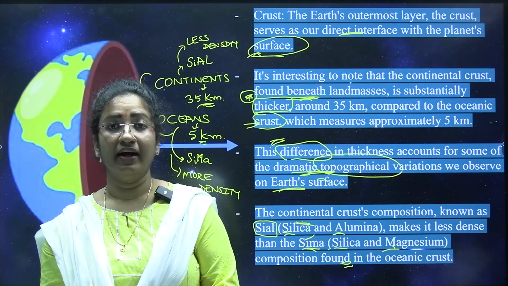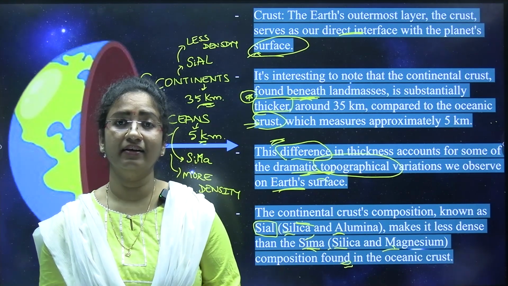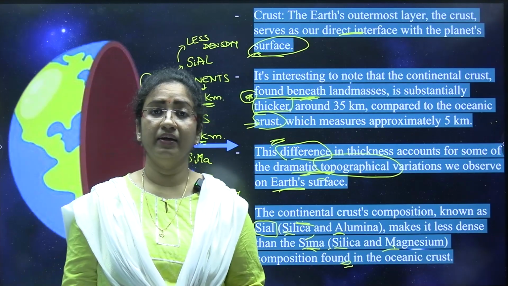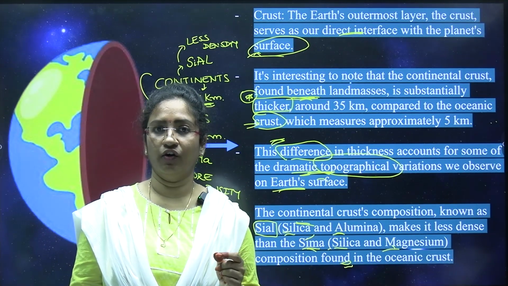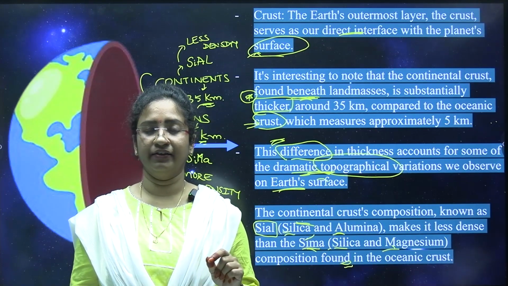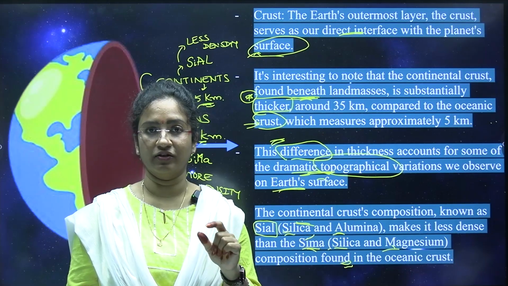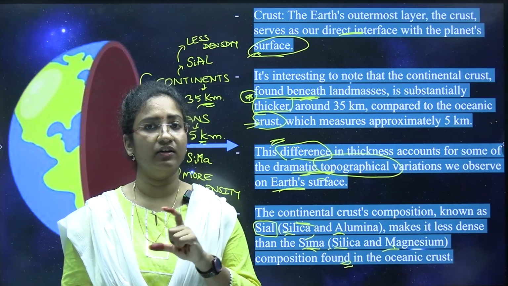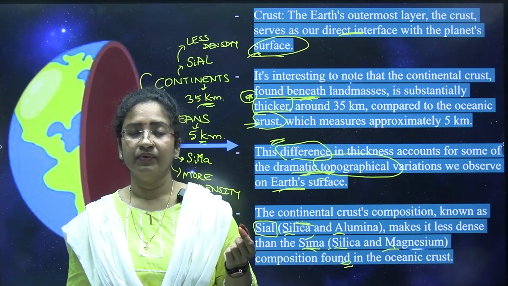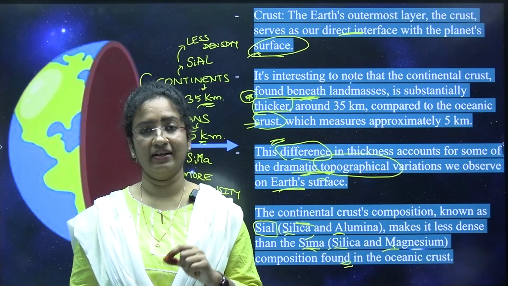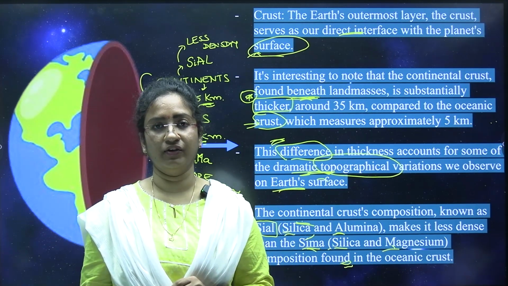So remember this. In terms of thickness, the continental crust is thicker than the oceanic crust. But in the case of density, the oceanic crust has more density compared to the continental crust. So here do not get confused. In terms of thickness, continental crust is thicker because it is up to 35 kilometers and oceanic crust is up to 5 kilometers. But in terms of density, our oceanic crust has more density and continental crust has less density. So this is one point that you have to remember.